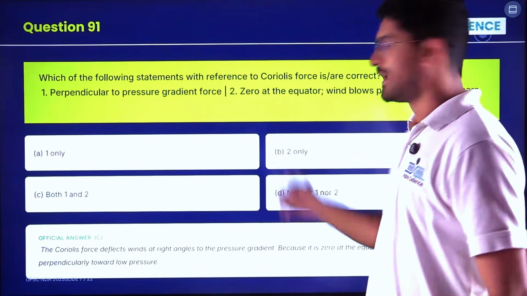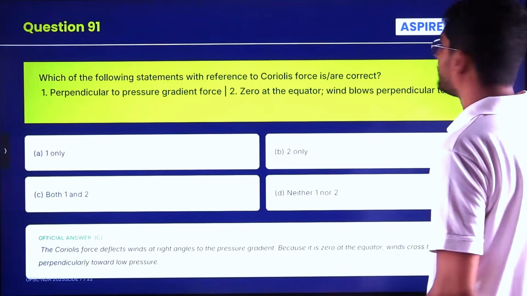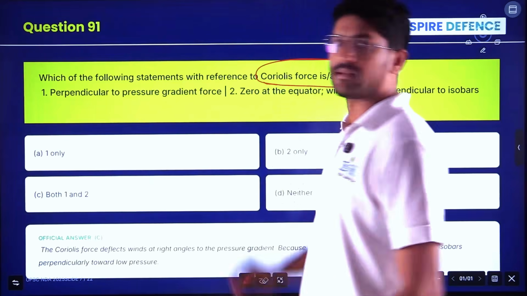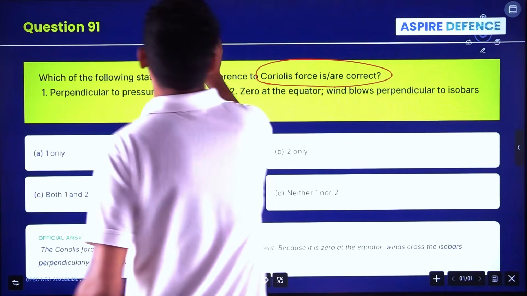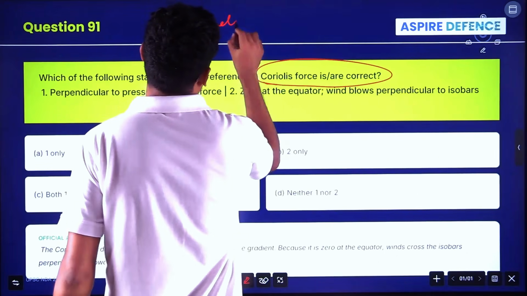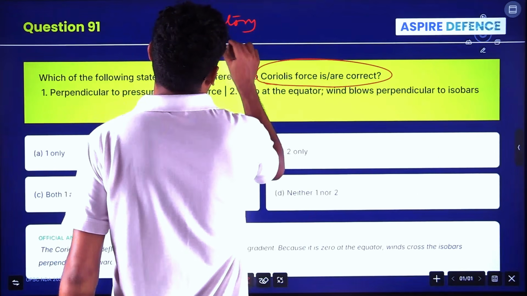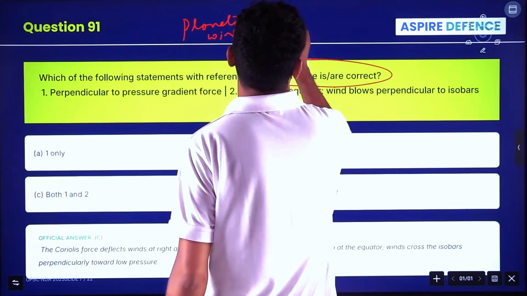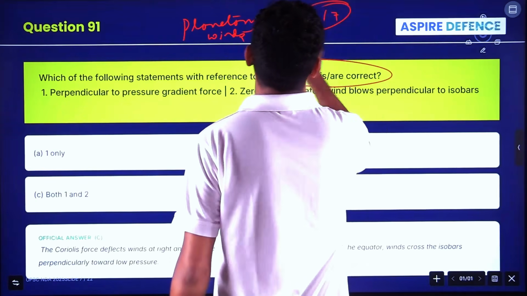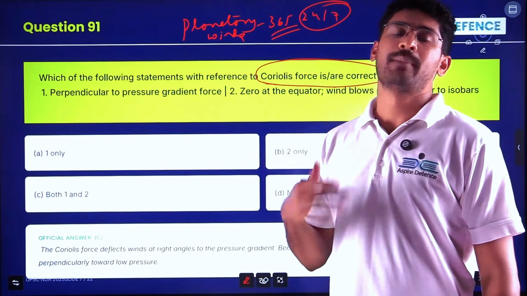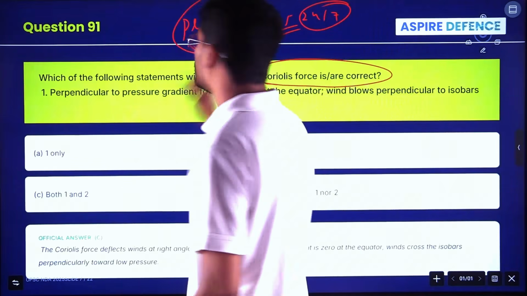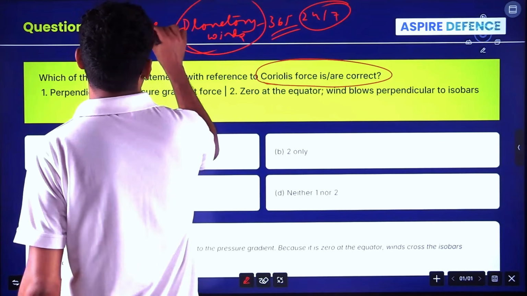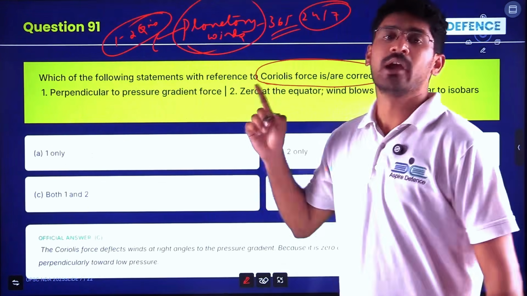Now we'll see the next question, question number 91. Which of the following statements with reference to Coriolis forces are correct? See, there are something called planetary winds that blow 365 days, 24/7. All that time they blow around the earth. If you have studied this, you will be able to answer 1-2 questions every year in the NDA examination. So these themes become very important.